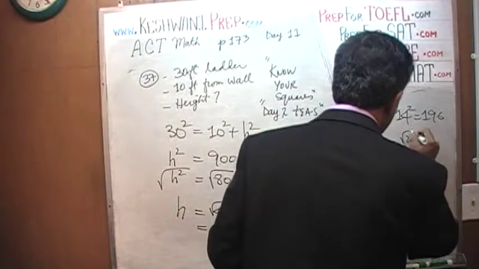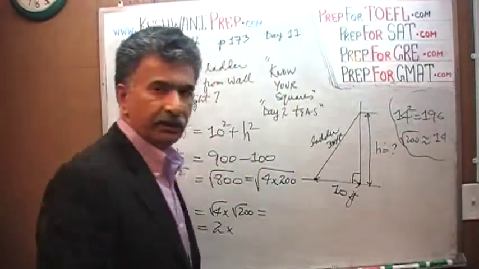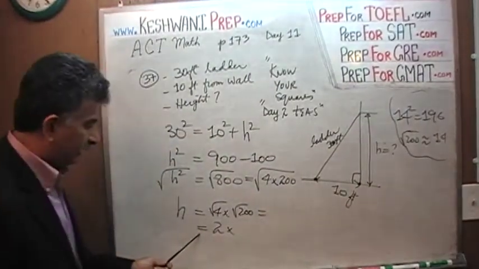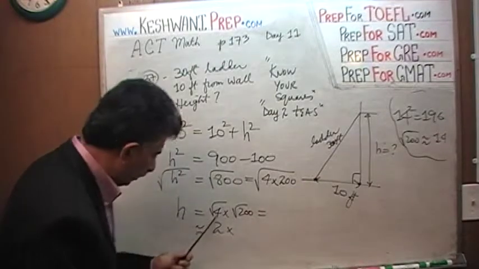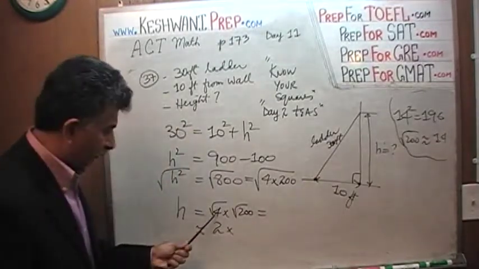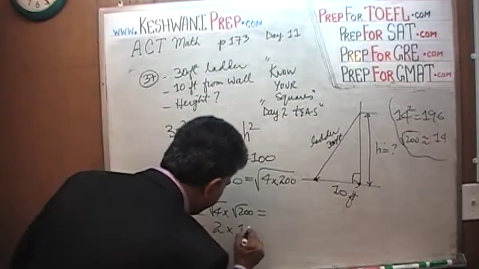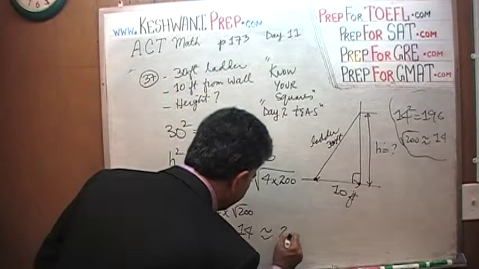The square root of 200 is approximately 14. So we can no longer put the equal sign because we're going to approximate here. So it's approximately equal to 2. This part is not the approximate. The square root of 4 is 2, but the square root of 200 is approximately equal to 14. That's it. So the answer is about 28.